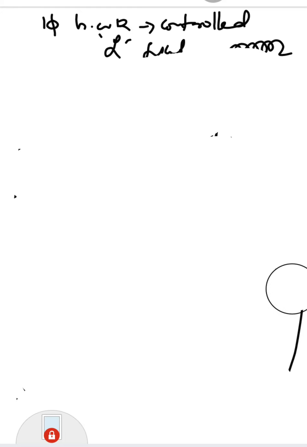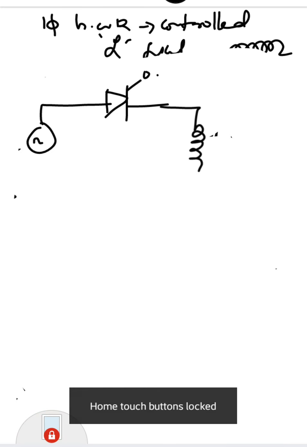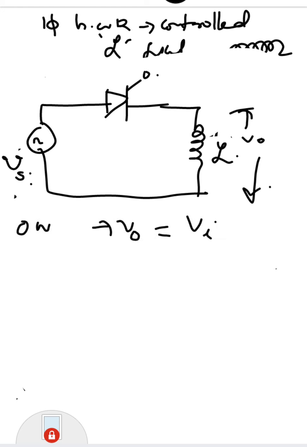Now a half wave controlled rectifier with inductive load. There is a source voltage and an SCR. Assume that the triggering circuit is there, and instead of a resistive load I am going to connect an L load. So this is output voltage V0 and this is the input voltage Vs. When the switch is on, we know that output voltage is equal to input voltage. What is output voltage? L into di divided by dt. What is input voltage? Vm sin omega t.